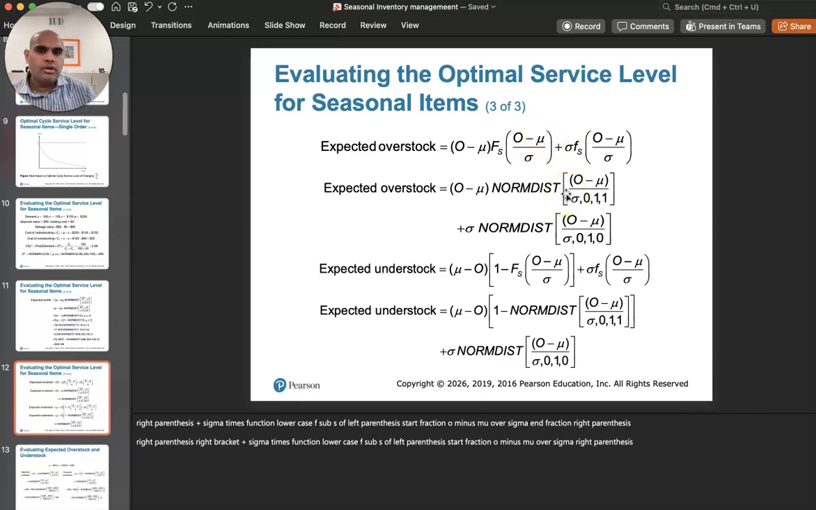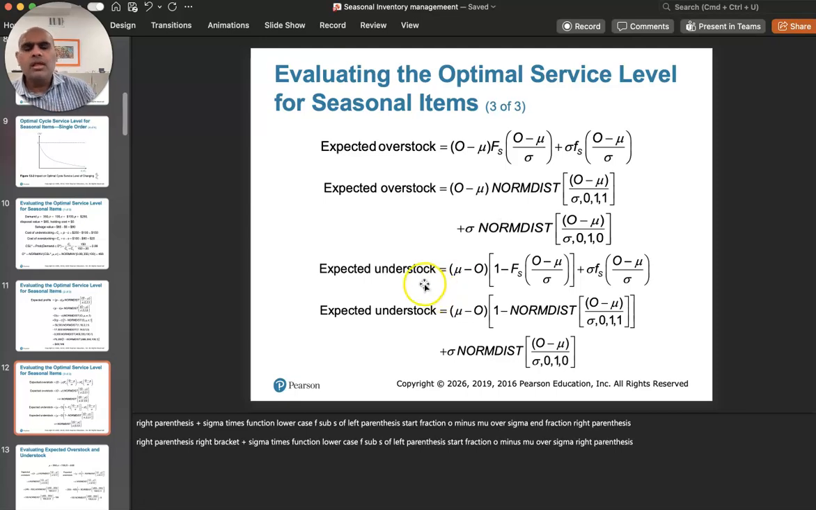If it does not follow a normal distribution, there are other formulas that you can use, where capital F is the cumulative probability distribution and lowercase f is the derivative of the cumulative probability. It's the point probability distribution. So you can do this for any probability distribution, but if you're doing it for a normal distribution, this is basically how you do it.